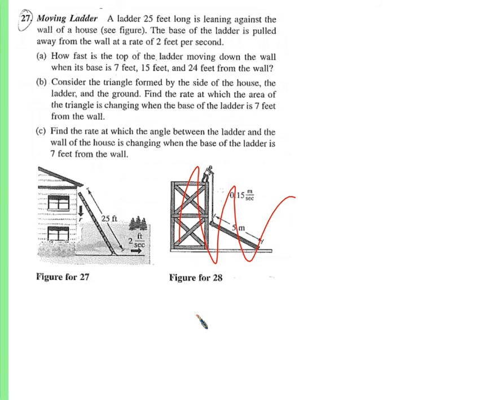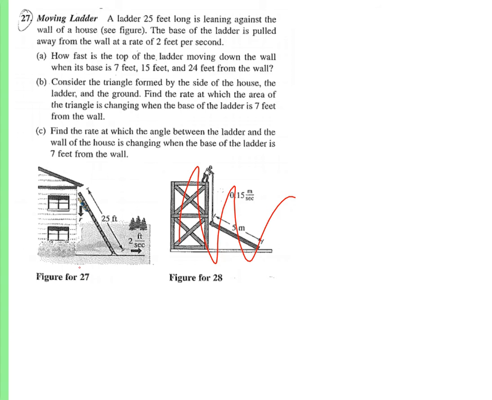So how fast is the top of the ladder moving down the wall when its base is 7 feet, 15 feet, 24 feet from the wall? It's moving away from the wall at 2 feet per second. Maybe you got caught in a dog's collar and it's running along, pulling the ladder out from underneath you. We want to know how fast the vertical is changing.